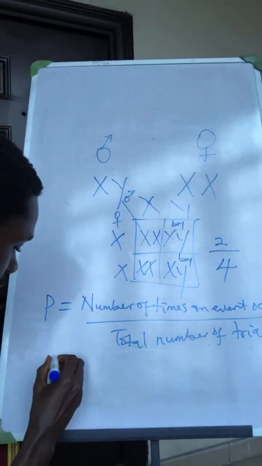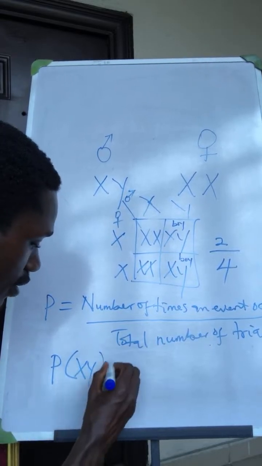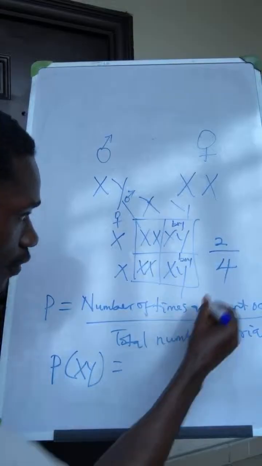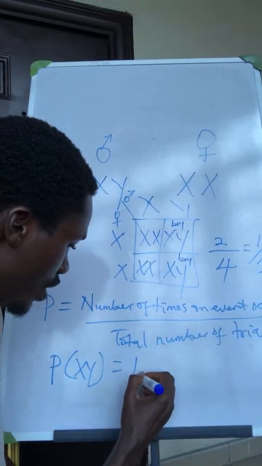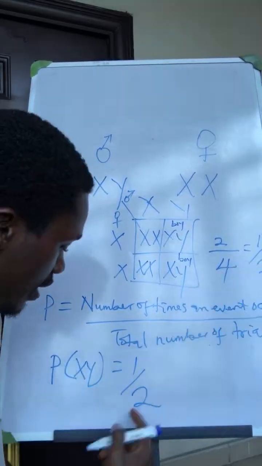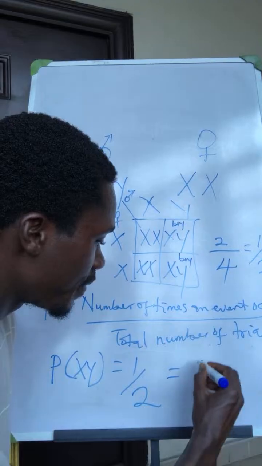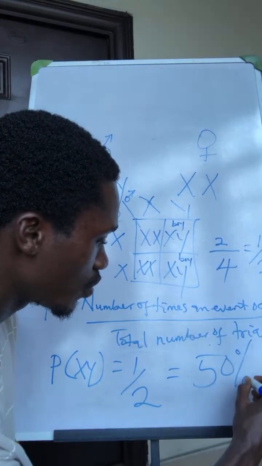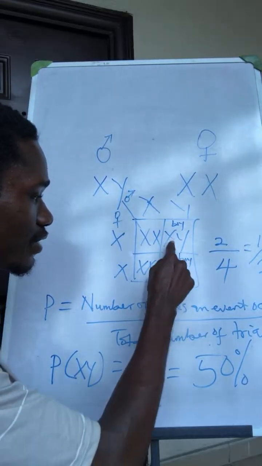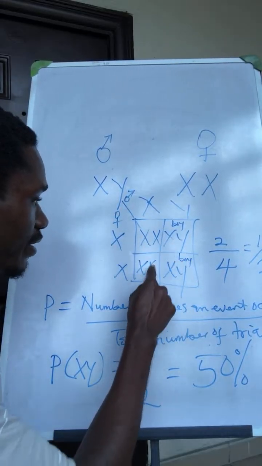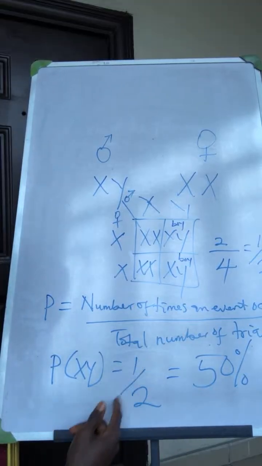So the probability of having a boy, which is XY, will be equal to 2 over 4, which is the same thing as 1 over 2. 2 over 4 is the same thing as 1 over 2, which is the same thing as 50%. 1 over 2 is half, which is 50%. Now if you look here, 50% is going to be boy, 50% is going to be girl. So 50% is the probability, which is half.